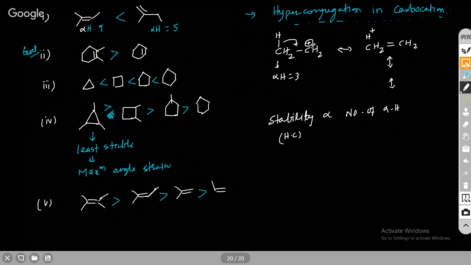But if the molecule has different number of carbon atoms, suppose in the third example you have, if the molecule has different number of carbon atoms, then more number of carbon atoms, more will be the heat of combustion. Got it? If the molecule has different number of carbon atoms, then heat of combustion is directly proportional to the number of carbon atoms. Okay? But for equal number of carbon atoms, we'll check stability.